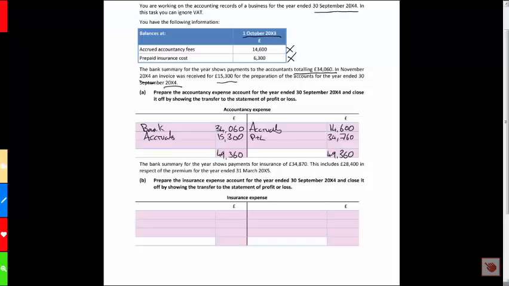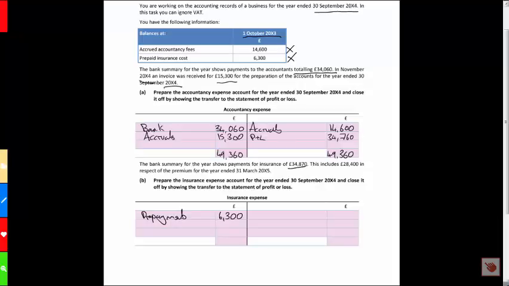So that's what we'll have done last year. So reverse the opening prepayment, credit prepayments to get rid of that asset. We've used the insurance, so we can't get our money back. And then debit insurance, because although we didn't pay for it this year, we have used that expense during the year.